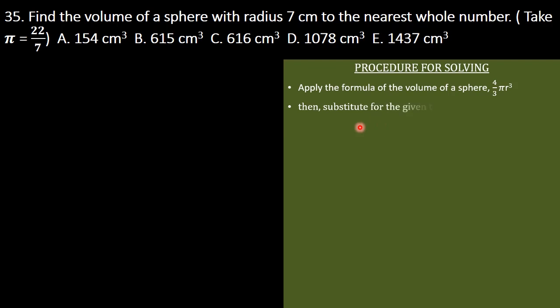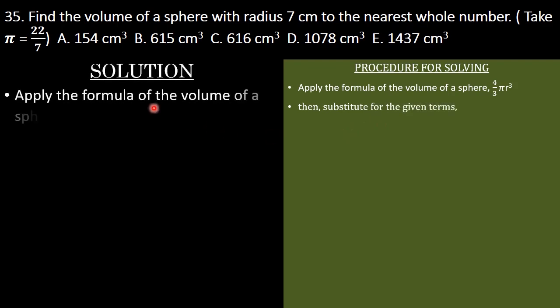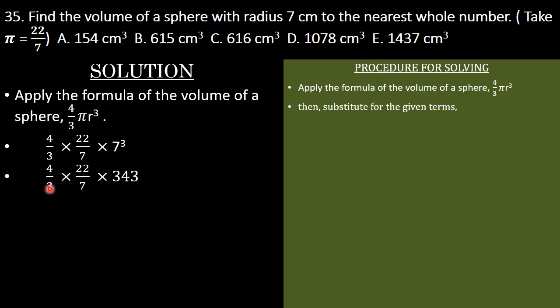Let's check the solution. Let's apply the formula for the volume of a sphere, where r represents radius. 4 over 3 multiplied by pi, that is 22 over 7, multiplied by our radius 7. We have 7 raised to power 3. We now have 4 over 3 multiplied by 22 over 7 multiplied by 7 raised to power 3 is 343. When you multiply the numerator together, we have 30184 over 3 multiplied by 7, which is 21. When you divide it, we have 1437 cm.